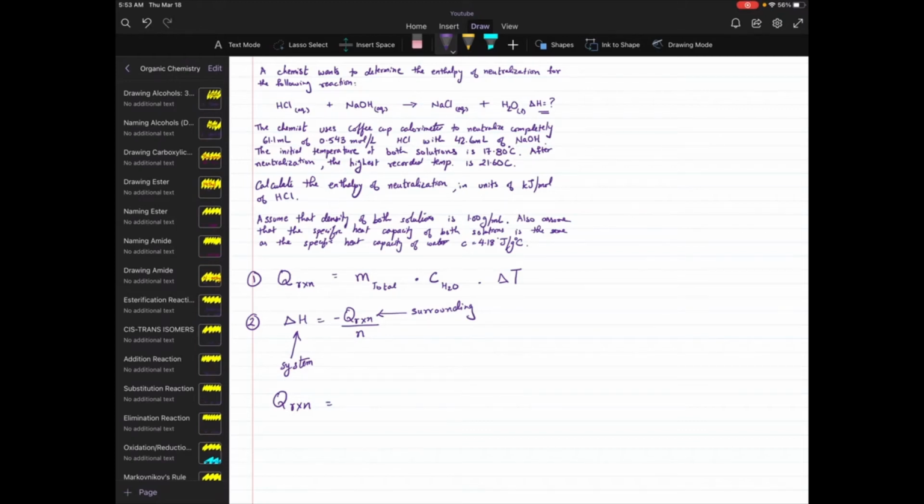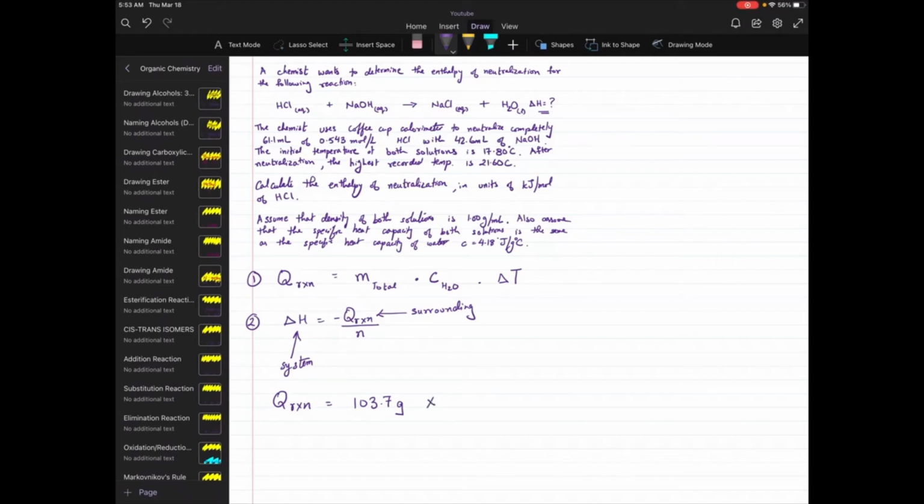The total volume that we have in this reaction is 61.1 plus 42.6 milliliters, which gives us 103.7 milliliters. And since we have the density as 1 gram per milliliter, it will be the same as 103.7 grams. That is the total mass that we have in this reaction.